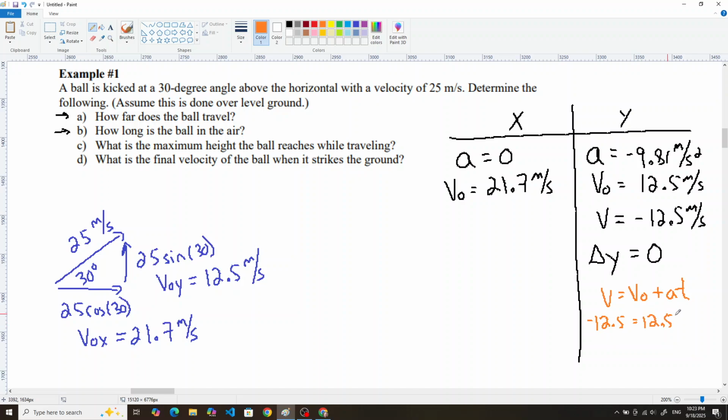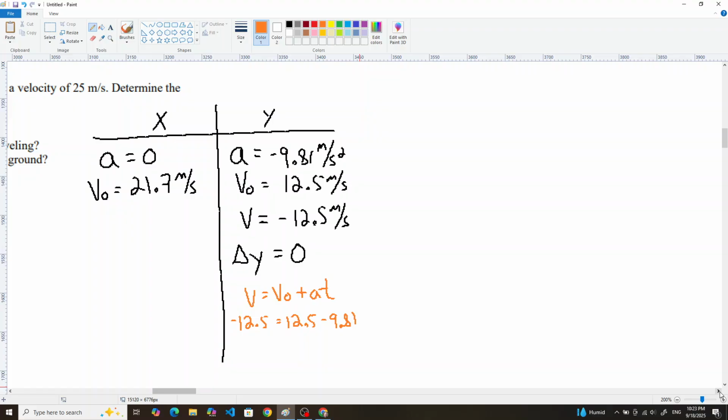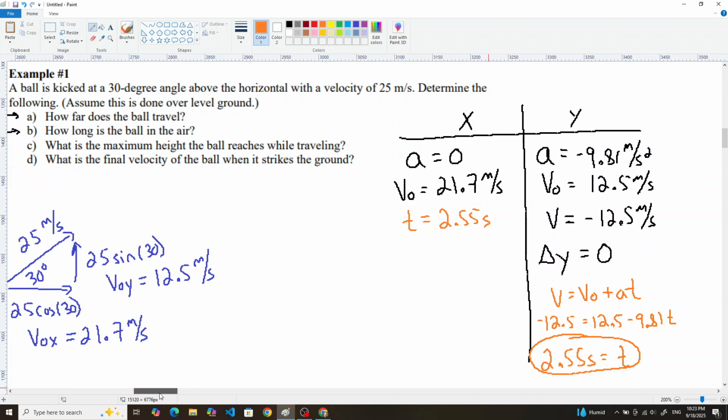Negative 12.5, and that negative is very important, is 12.5 plus negative 9.81 t. The time that this ball is in the air will end up being 25 over 9.81, or 2.55 seconds. I can move that to the x column, 2.55 seconds. And now I've actually answered B. How long is the ball in the air? Let's backtrack and we'll answer A.